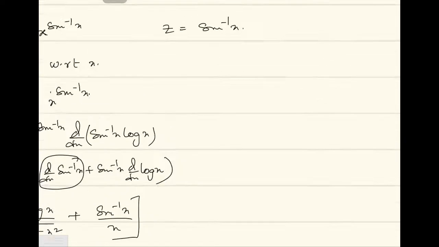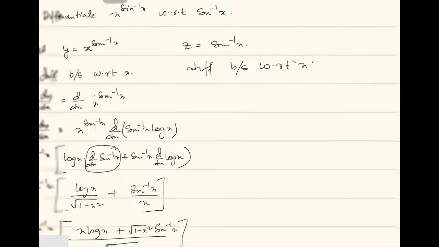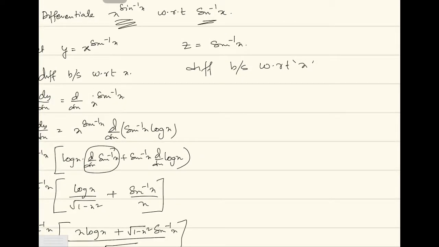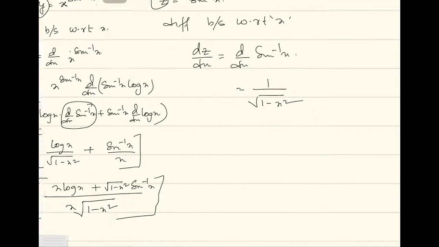So I have z equals sine inverse x. So differentiating both sides with respect to x. Again, this one also with respect to x, because ultimately I have to find dy by dz. I have to differentiate the first function with respect to the second function. That's y with respect to z. Alright. So dz by dx will become d/dx of sine inverse x, and everyone knows what is d/dx of sine inverse x: 1 divided by under root 1 minus x square. That was it, isn't it?